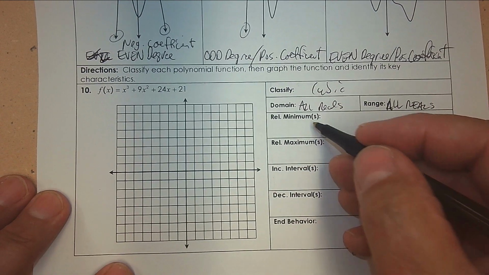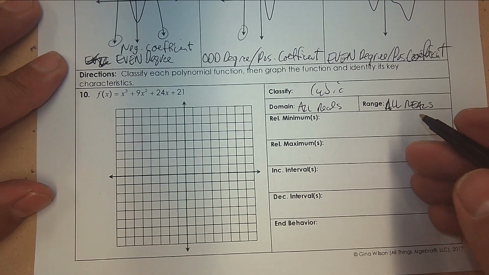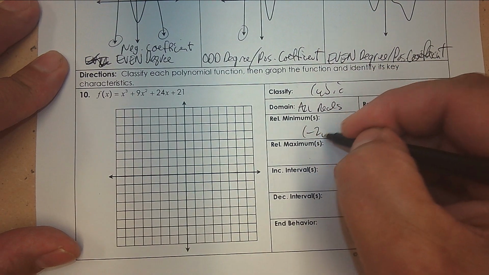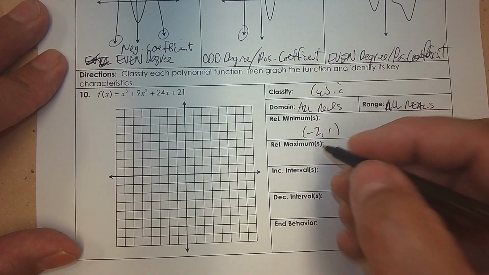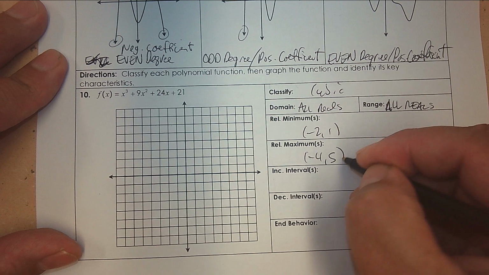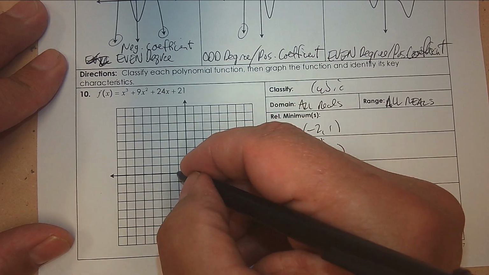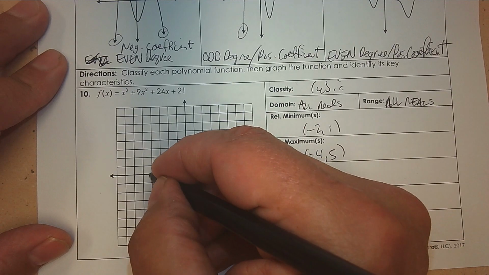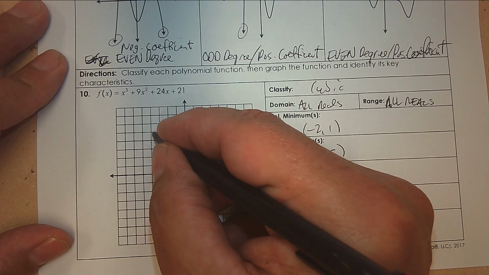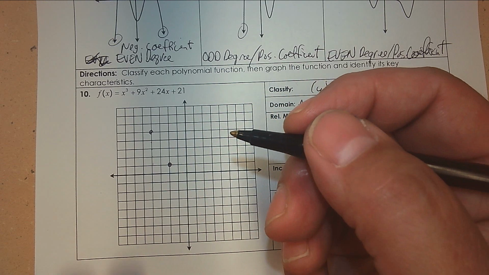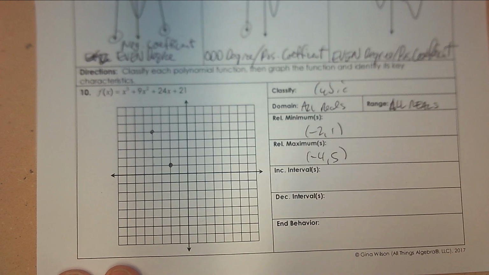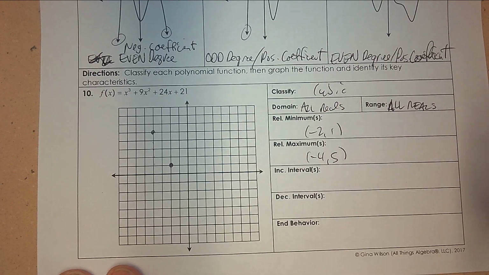On Desmos, can you find the bottom and top turning points? So we have a turning point, a bottom one at negative 2, 1, and a top one at negative 4, 5. I'm going to put those on my graph. I can't put down the y-intercept, so those are the 2 points I'm going to use to graph this.